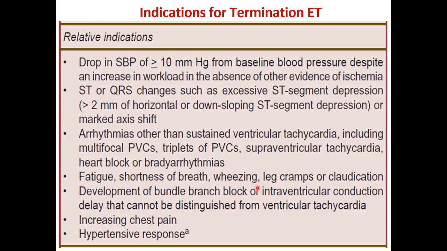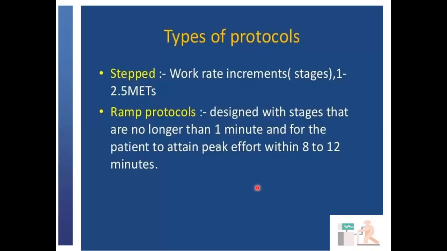Or you have ST or QRS changes, such as excessive ST segment depression, more than 2 millimeters, or horizontal or downsloping ST segment depression, or there's a marked axis shift. Again, at this point, you might consider stopping that test. Or you're having arrhythmias other than what you consider to be normal, or the patient is fatigued, there's shortness of breath, wheezing, leg cramps, claudication, and development of bundle branch block or intraventricular conduction delay that cannot be distinguished from ventricular tachycardia, or there's increasing chest pain, or a hypertensive response. These are all indications for termination of exercise stress testing.